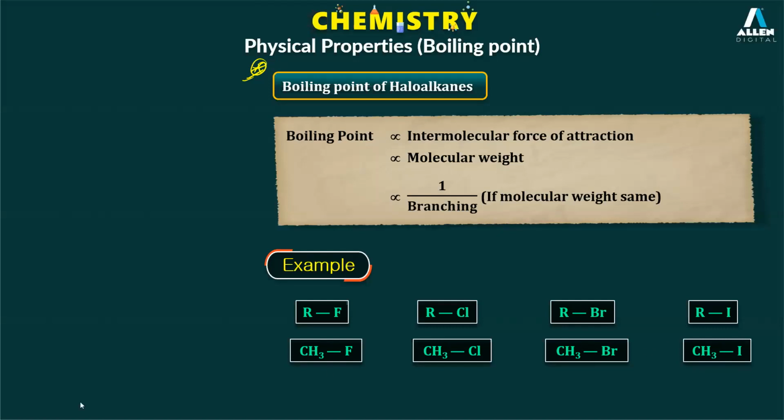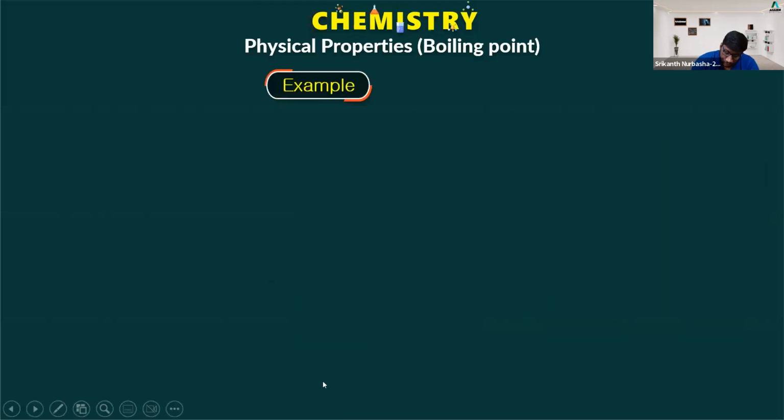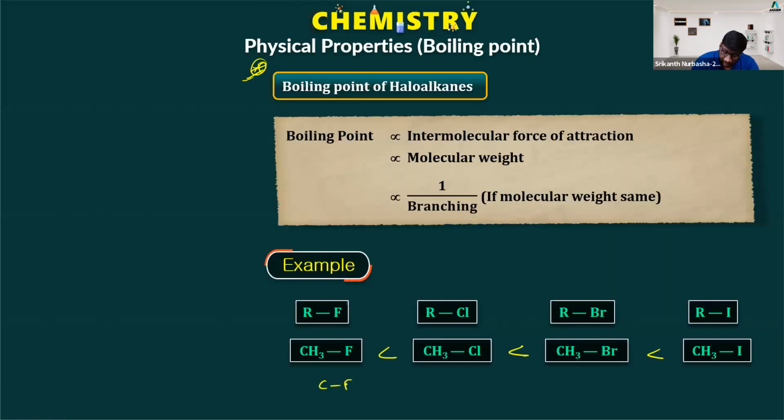Iodine is large. CH3I will have more molecular weight, then CH3Br, then CH3Cl, then CH3F. But you can think of the polarity as well. Like we have the carbon fluorine, carbon chlorine, carbon bromine, and carbon iodine bonds. If you think of polarity, the CF bond is more polar when compared to the CI bond because of the greater electronegativity difference. Because the CF bond is more polar, it develops a greater partial negative on fluorine and a greater partial positive on carbon.